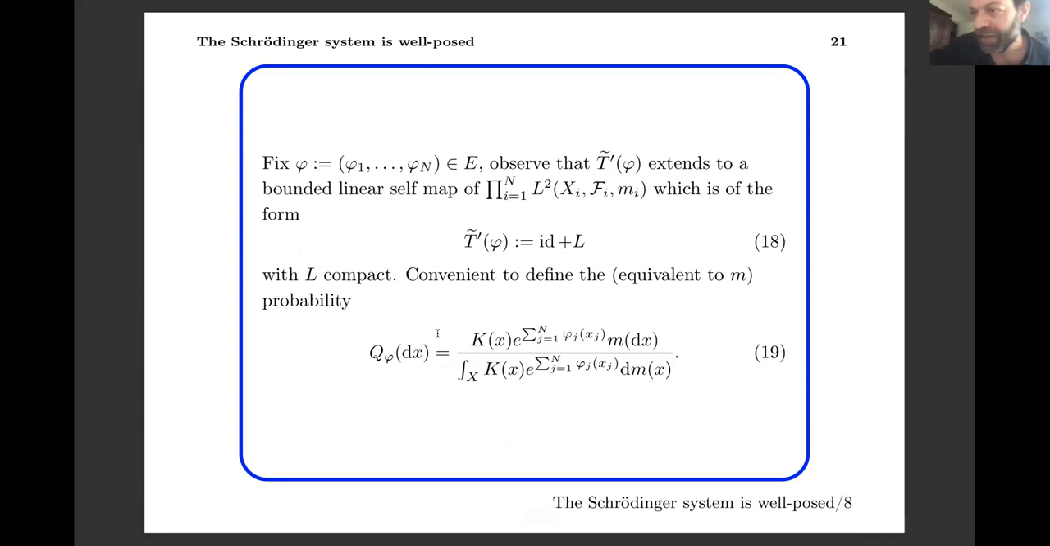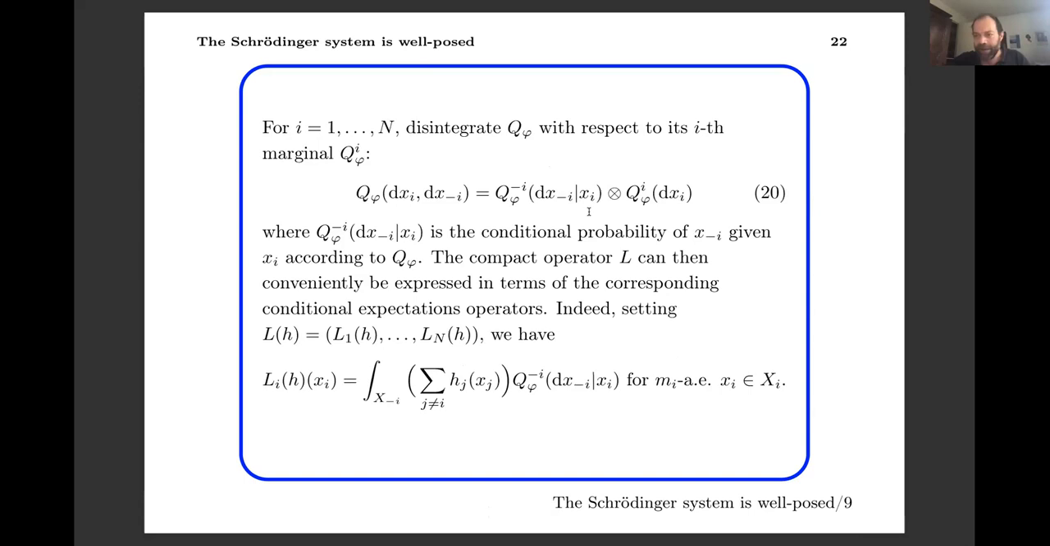So phi is fixed. I'm going to work in the neighborhood of phi. So here is this measure. It's a measure which is equivalent to the product measure M. And then it's convenient also, for each i, to disintegrate the measure Q phi with respect to its i-th marginal. So I denote by Q phi i the i-th marginals, and Q phi minus i given xi is the corresponding conditional marginal.